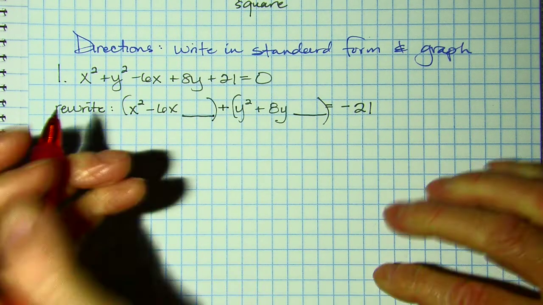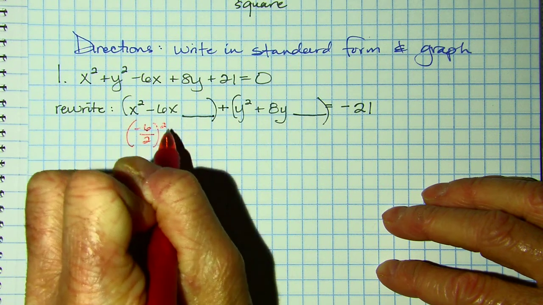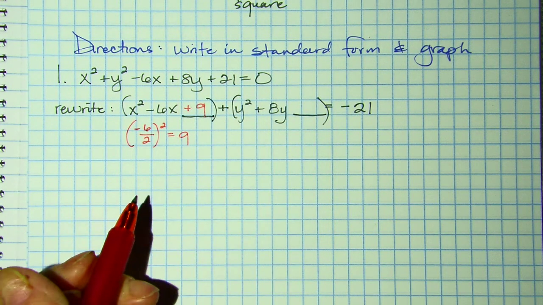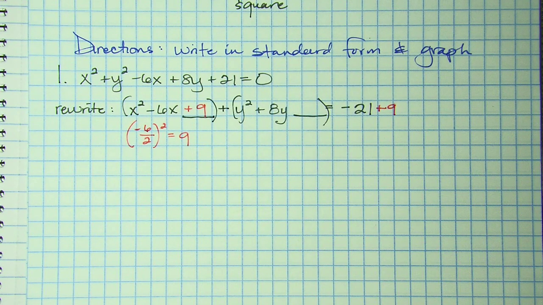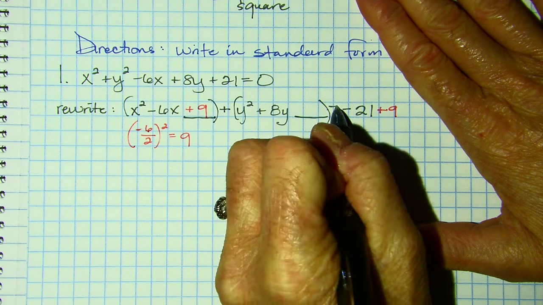So negative 6 divided by 2 squared gives me 9, so I'm adding 9 here. And if I add 9 on the left of the equal sign, I have to add 9 to the right, because the equal sign means that I am treating each side equally.